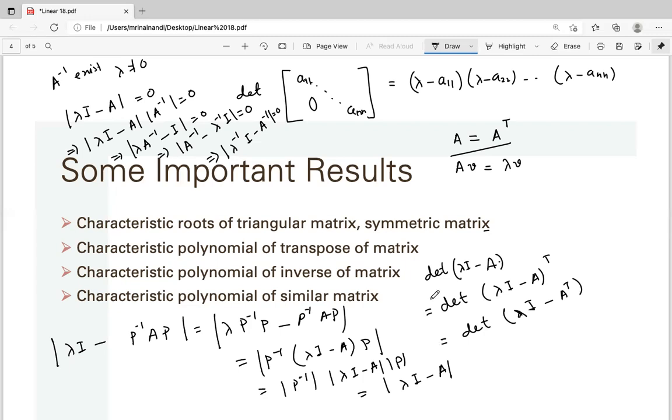So these are some important results on the characteristic polynomial. For the inverse, the polynomial is not the same, and the roots are also not the same. The roots are just the inverses of the roots.